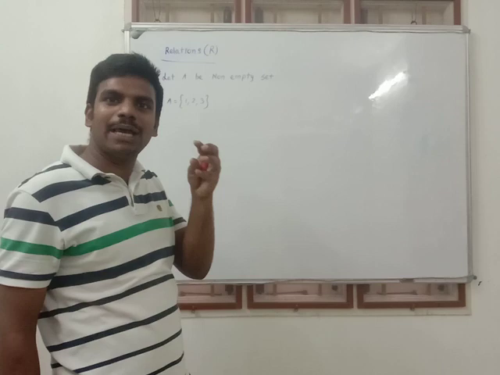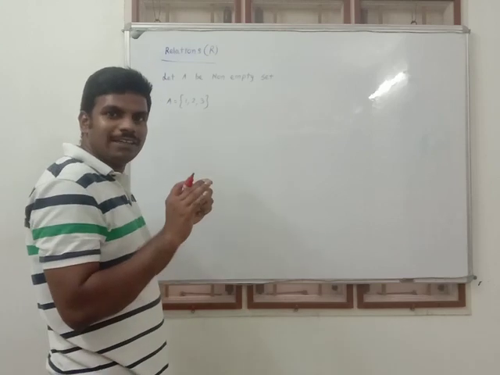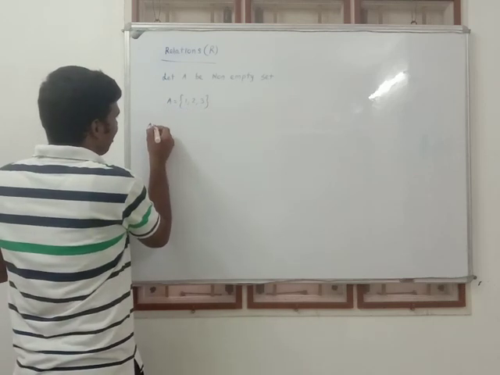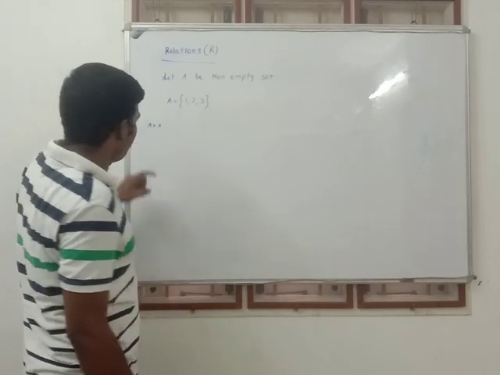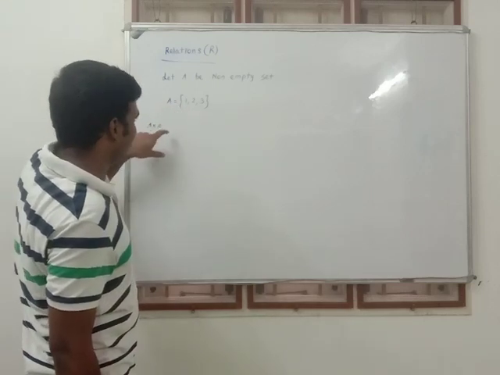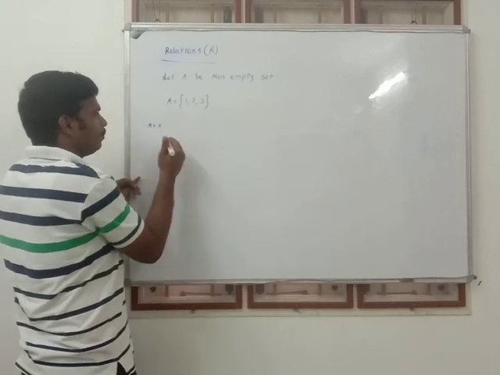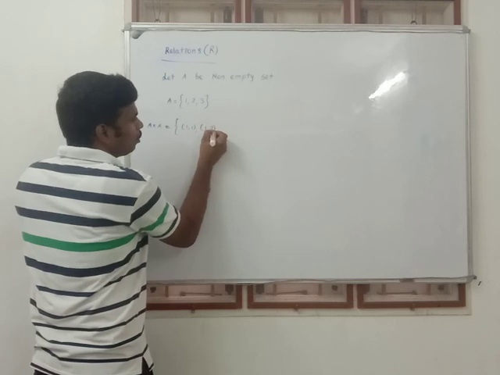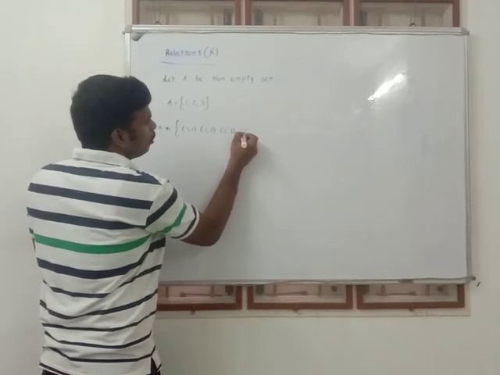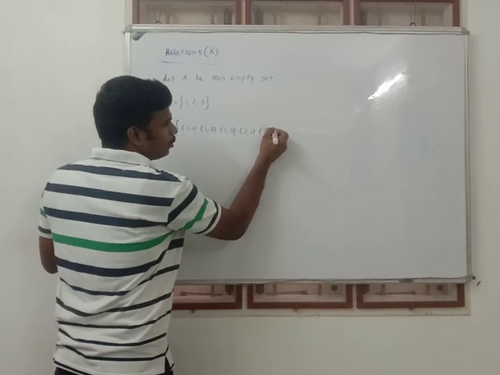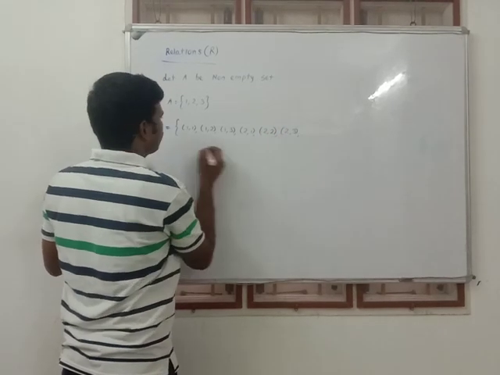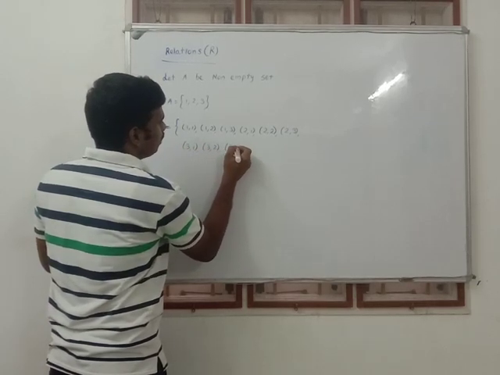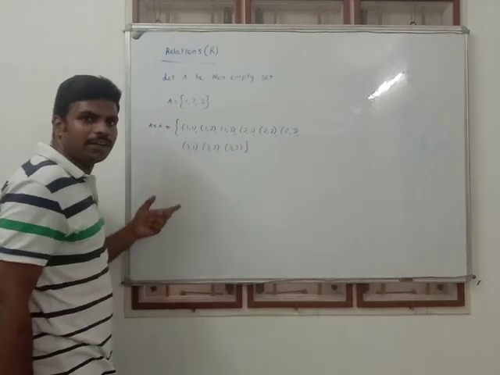Actually, relation is a subset of Cartesian product. Already you know very well the meaning of Cartesian product. Cartesian product means A cross A, where A is equal to {1, 2, 3} and again A is equal to {1, 2, 3}. That means (1,1), (1,2), (1,3), (2,1), (2,2), (2,3), (3,1), (3,2), (3,3). We took all the elements in the Cartesian product.